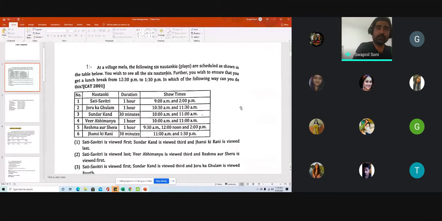One way you can do it is to try to create a table. If you have a paper alongside, just write down the timings. The timings are from 9 a.m. to 2 p.m. So just write 9 a.m., 9:30 a.m., 10 a.m., 11 a.m., and so on until 2 p.m., and try to see where everything is fixed.